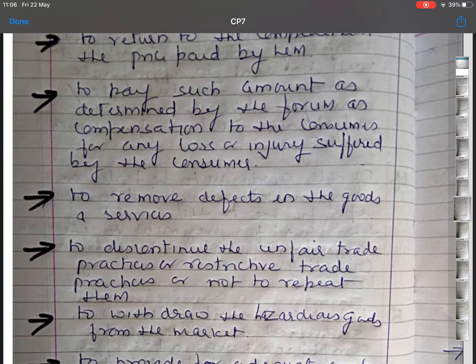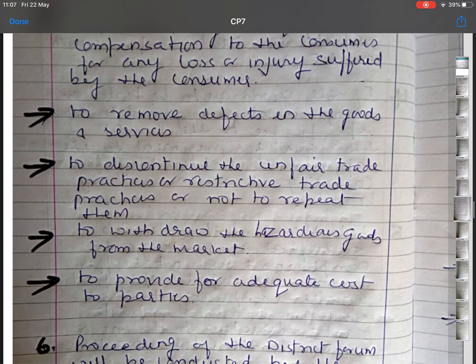It can direct the opposite party to remove defects in the goods and services, and it can direct the opposite party to discontinue the unfair trade practices or restrictive trade practices, or not to repeat these trade practices in future. It can direct to withdraw all the hazardous goods from the market. It can direct to provide adequate costs to the parties who have suffered because of these defective goods.